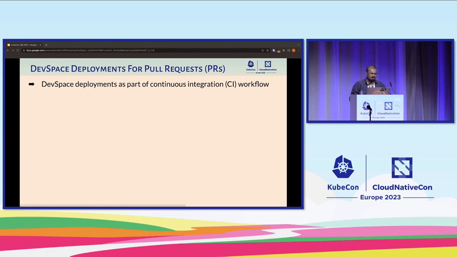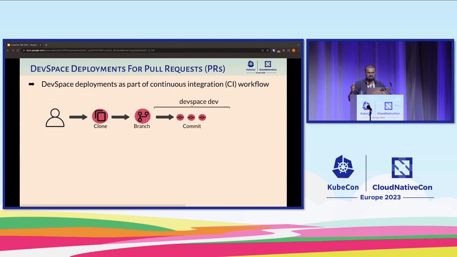So let's start with an example. Say a developer wants to start developing. They clone the repository, create a test branch, develop using the DevSpace dev feature. And once everything looks good, they would create a PR. Once they create a pull request, they simply type in the command slash devspace deploy on the PR comment, and that kicks off GitHub Actions that we created, DevSpace deploy GitHub Actions.